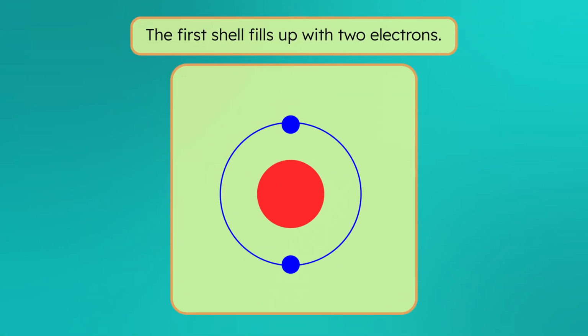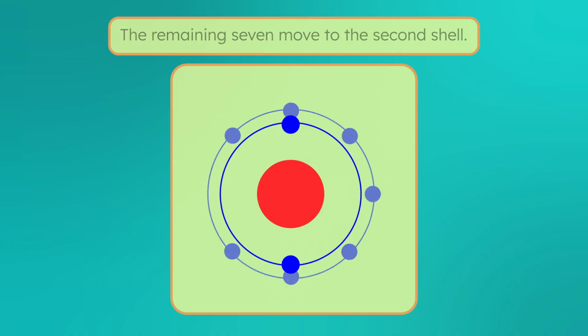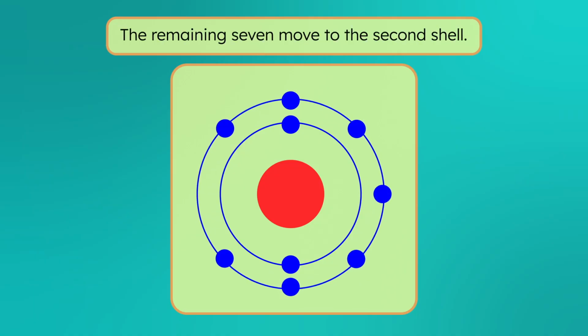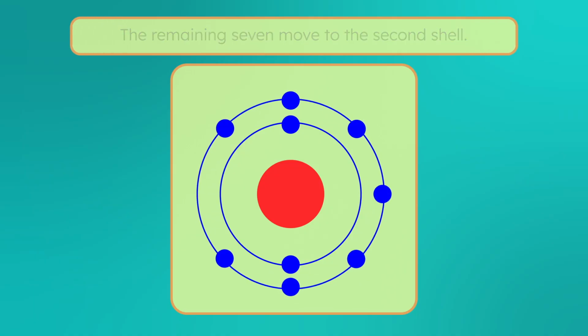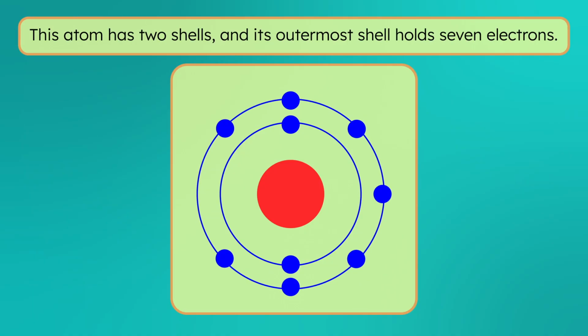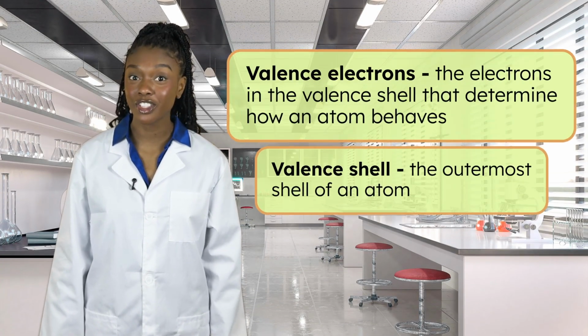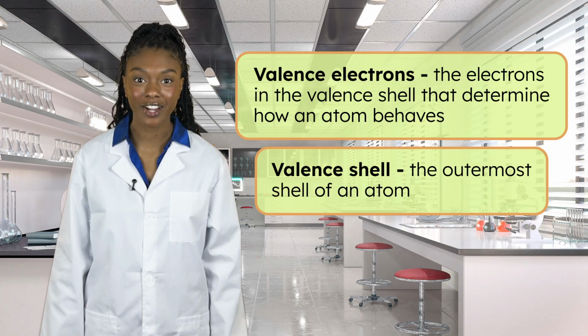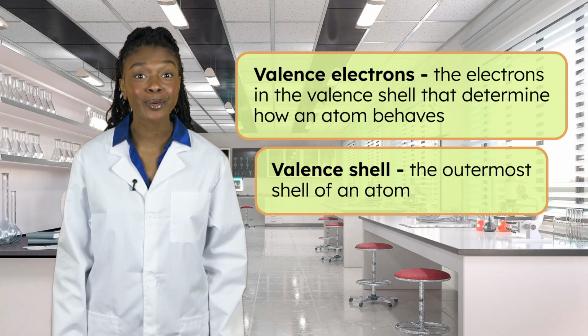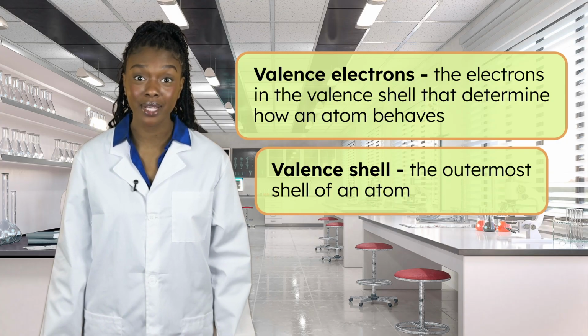The first shell fills up with 2 electrons. The remaining 7 move to the second shell, which holds up to 8. With no electrons left, this atom has 2 shells, and its outermost shell holds 7 electrons. The outermost shell is called the valence shell, and the electrons in it are valence electrons. These electrons are important because they determine how an atom behaves.